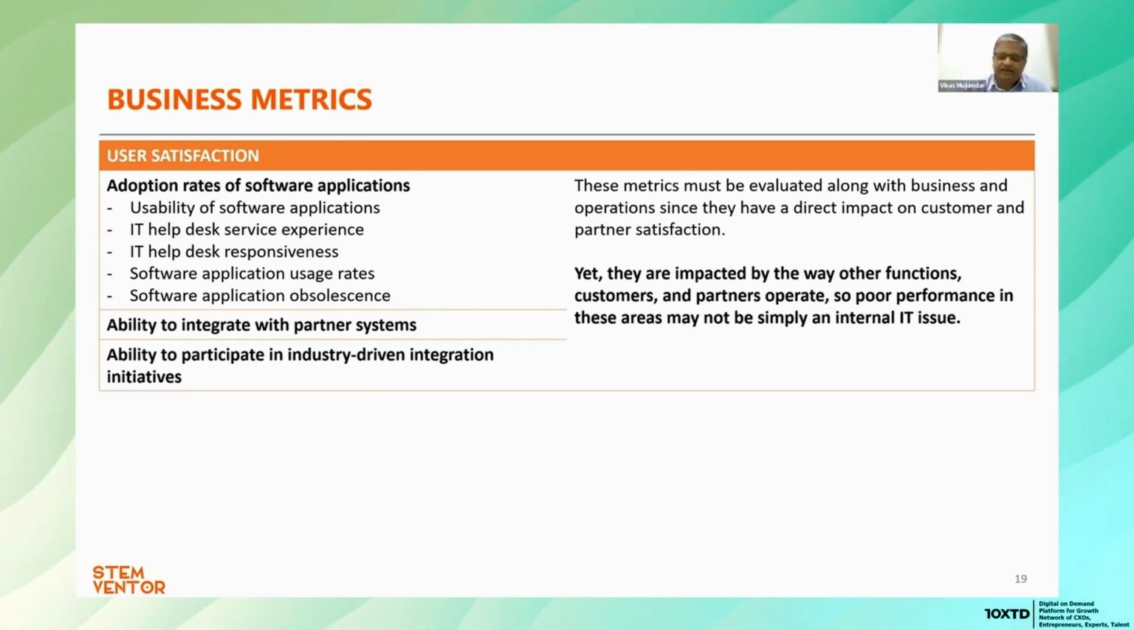And the third category, which is actually also a little bit of a strategic metric, which we haven't talked about yet, is ability to participate in industry-driven integration initiatives. Again, going back to banking, the entire open banking initiative, are your systems capable of participating in such initiatives? Have you taken the right efforts and invested in the right projects to actually make that happen, right?